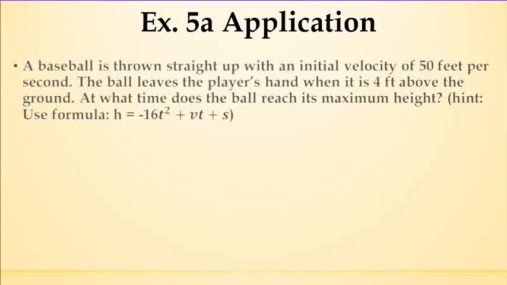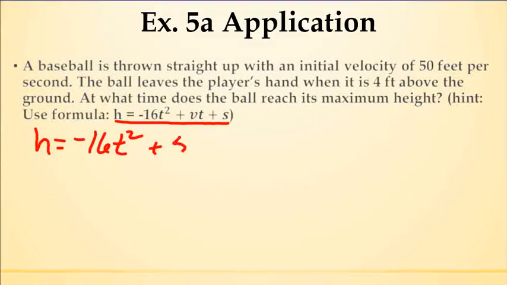Now example 5, an application. A baseball is thrown straight up with an initial velocity of 50 feet per second. The ball leaves the player's hand when it is 4 feet above the ground. At what time does the ball reach its maximum height? Hint, you need to use the formula h equals negative 16t squared plus vt plus s. The v standing for the velocity and s standing for the starting height. So I need to plug in the numbers for the velocity and the starting height. So I have h equals negative 16t squared plus 50t plus 4.